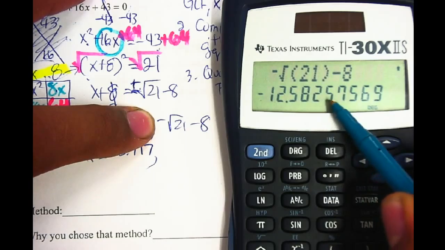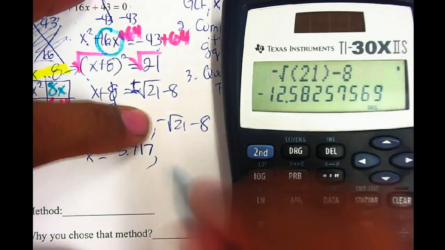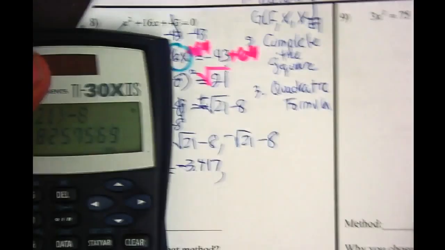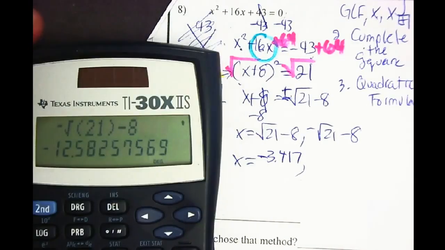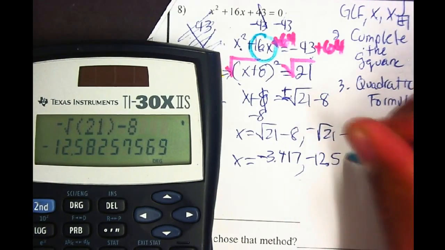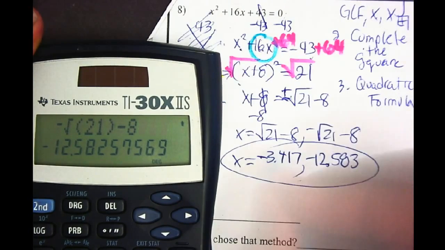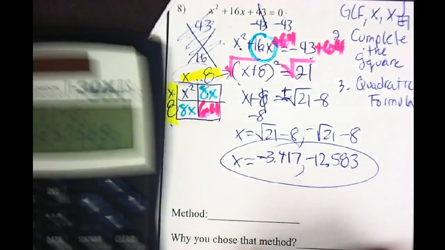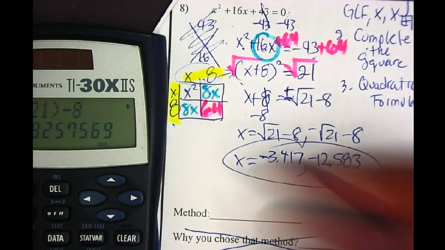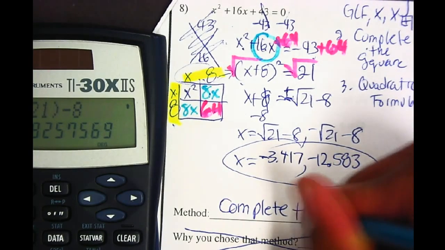Then we look to the number to the right, and it's 5, and 5 or bigger makes the number go up 1. So this would be 3. So it would be negative 12. Move this over a little bit. So it would be negative 12.583. Okay? And there's our answer. And again, it's asking, the method we chose was complete the square.